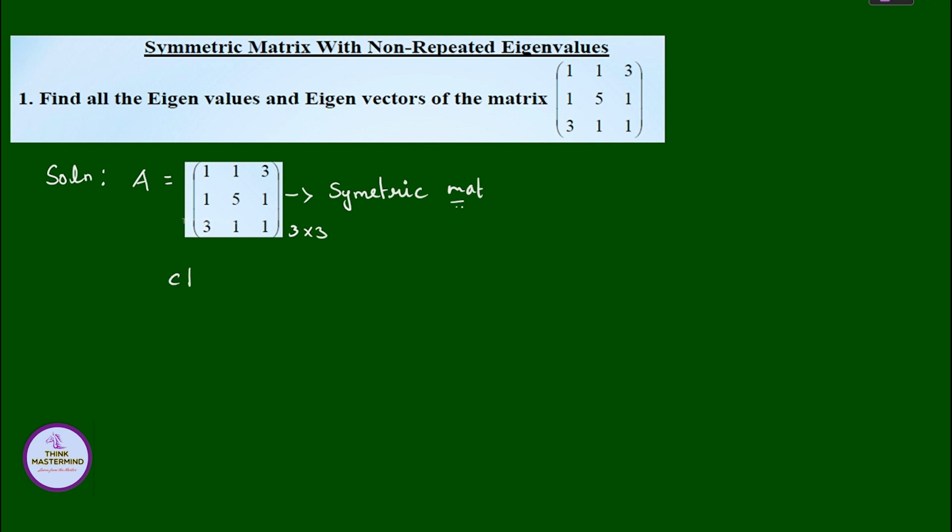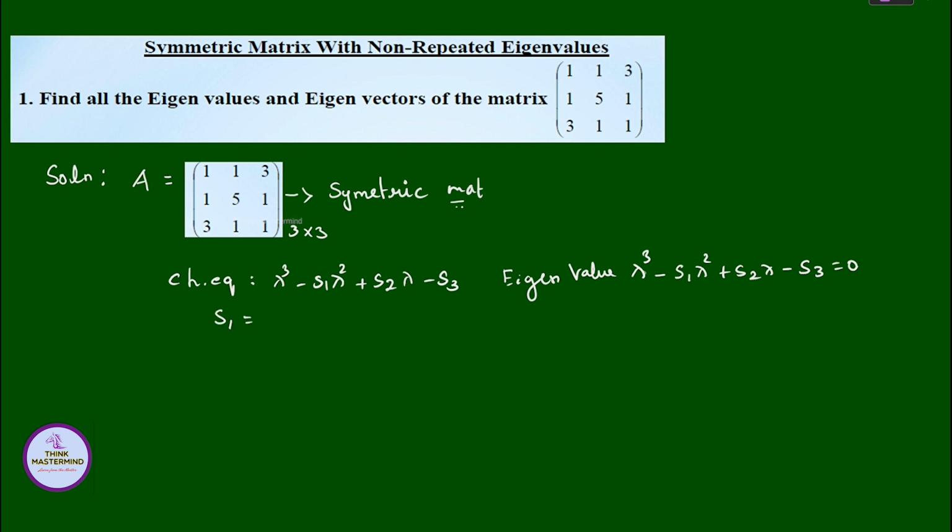So the characteristic equation of a 3 by 3 matrix is lambda cube minus S1 lambda squared plus S2 lambda minus S3. Solving the characteristic equation, we can find the eigenvalue lambda. So what is S1? S1 is the sum of diagonal elements, that is A11 plus A22 plus A33, that is 1 plus 5 plus 1 is equal to 7. That is nothing but the trace of A. Trace of A is the sum of diagonal elements.